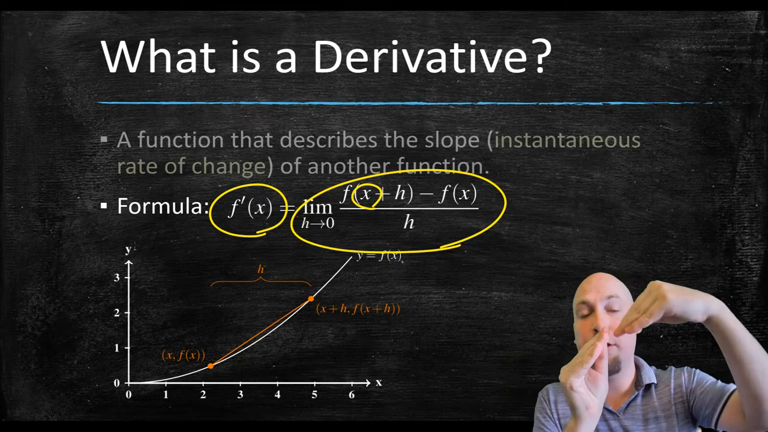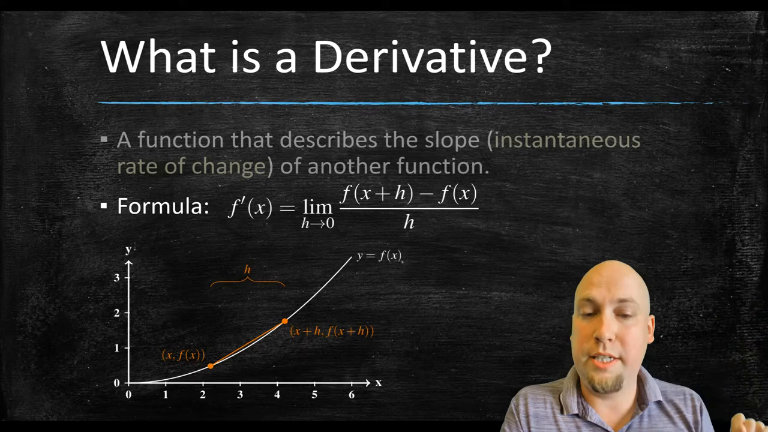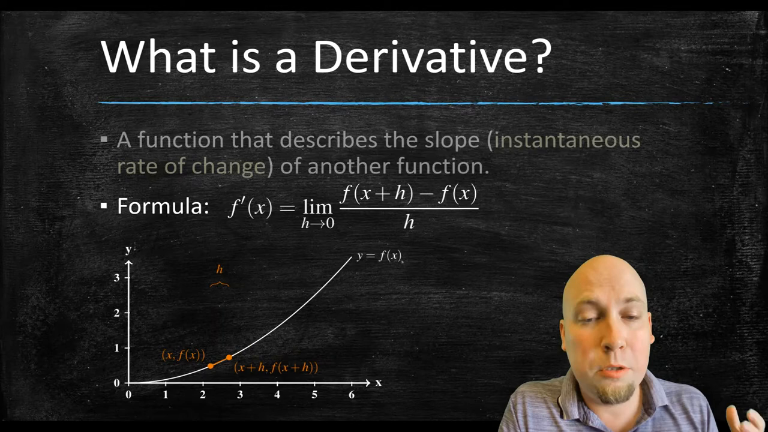Okay, and again, it's defined via a limit, okay? It's not defined via average rates of change, it's defined via limits of average rates of change. So as the width of the interval gets smaller and smaller, you get closer and closer to the derivative, closer and closer to that instantaneous rate of change.